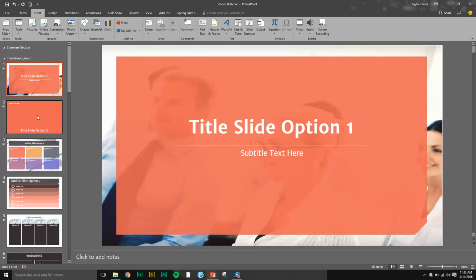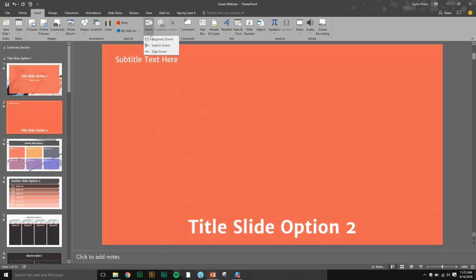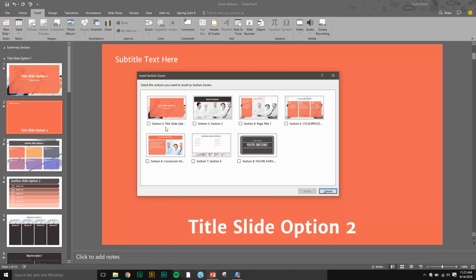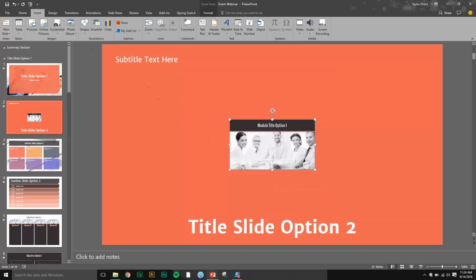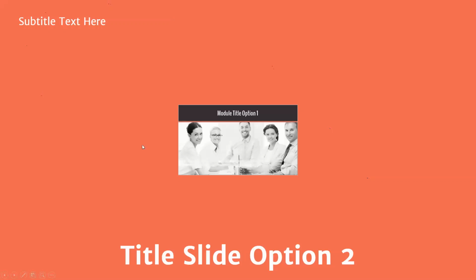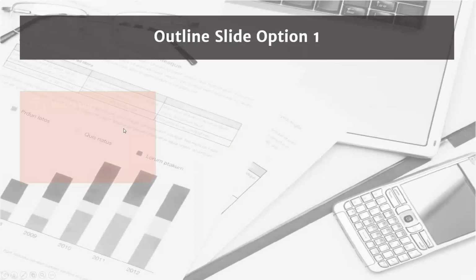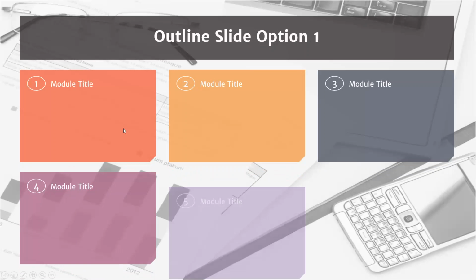So let's say on title slide option 2, I wanted to insert a section zoom. Let's say I think module title options is a good thing to review here or talk about. So we say insert. That inserts right there. We start our presentation. Here's our slide. And if we click outside of this box, it'll go on to the next slide.